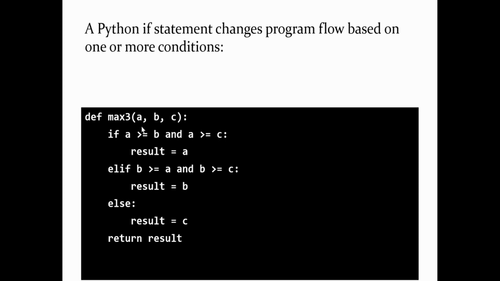So here's max3. I want to compute the maximum value of three values. So here I'm going to compare A and B and A and C. If A is bigger, I'm going to set the result to A. Else, if A is not the biggest value, I'm going to compare B to A and C, and set the result to B if B is in fact the largest value. Now, if neither of these two cases are true, then it must be the case that the largest value is C. And then at the end of the function, I'm going to return the result.